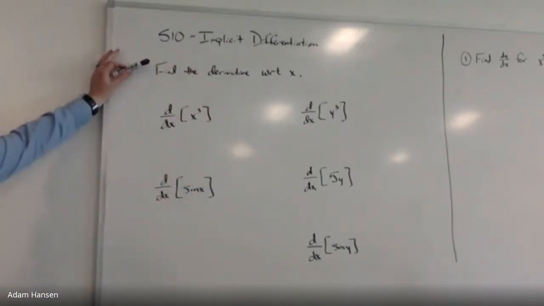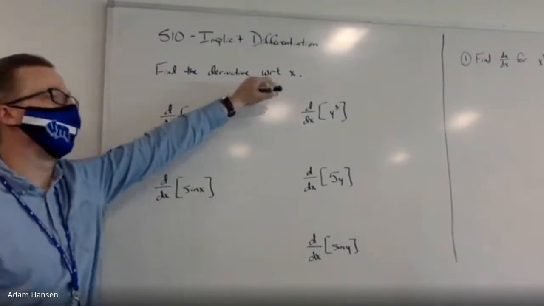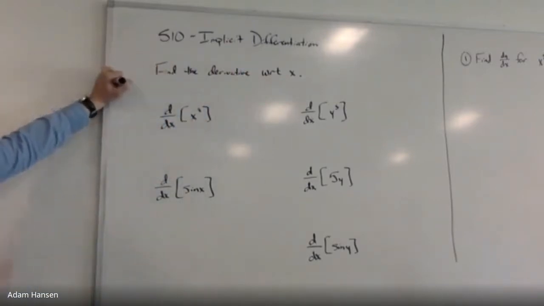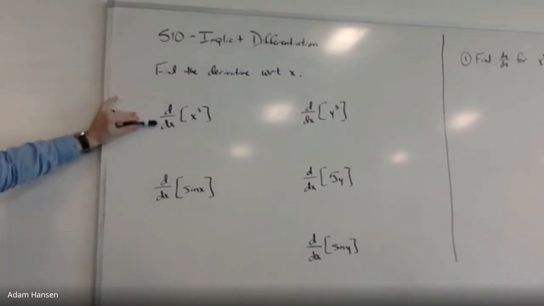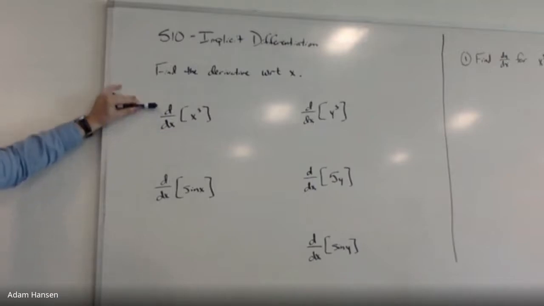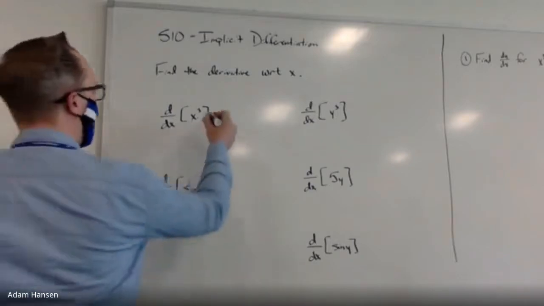Our goal here for these first handful of derivatives is to find the derivative with respect to x. I just abbreviated with respect to as WRT. Let's try this first column. What's the derivative with respect to x? That's what this d dx notation indicates. What is the derivative with respect to x of x cubed? Don't think too hard. We've already done a million of these. 3x squared. Excellent.